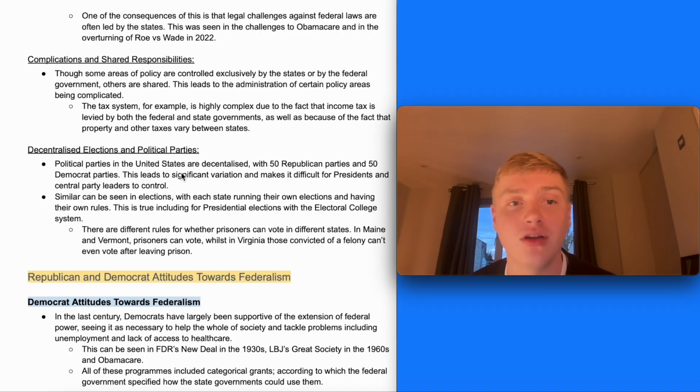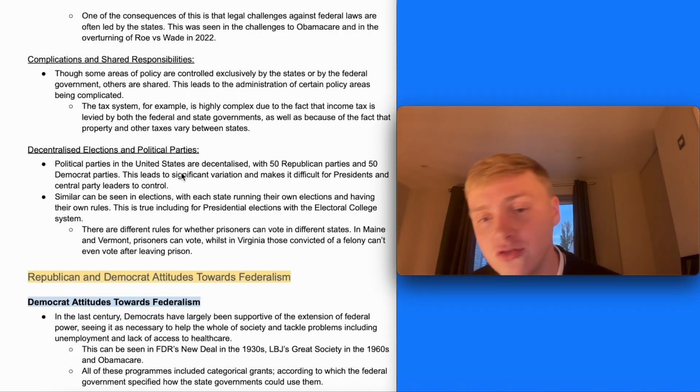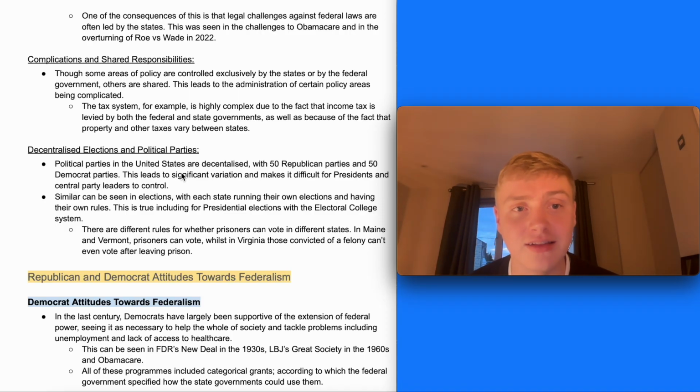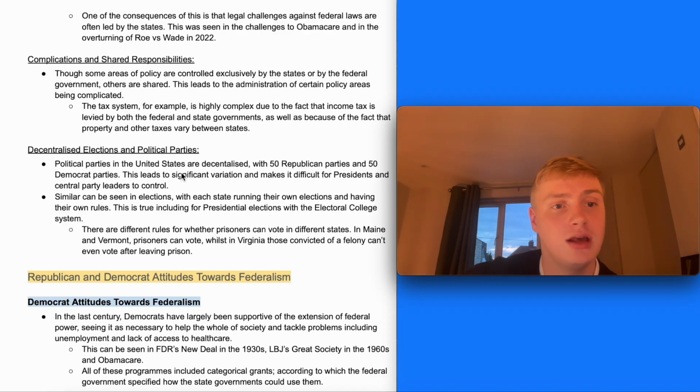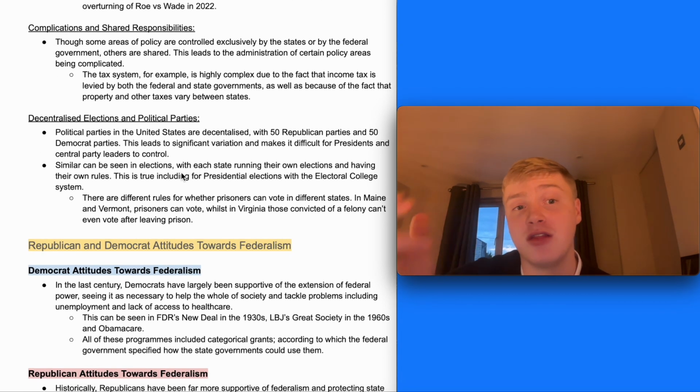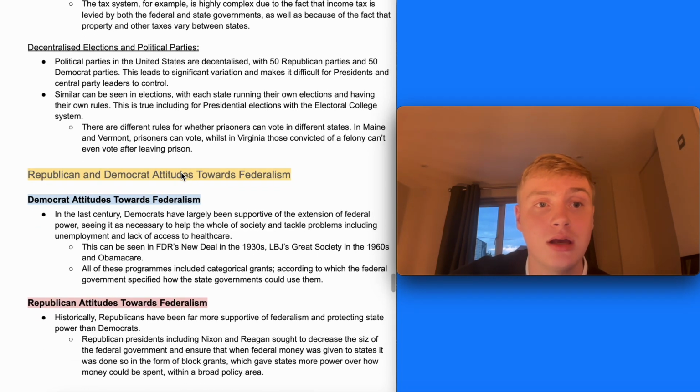There's also significant complications in shared responsibility. Though some areas of policy are controlled exclusively by the states or by federal government, others are shared, and this leads to the administration of certain policies, such as policing and education, now education after Bush's reforms in particular, being complicated. So the tax system, for example, is highly complex due to the fact that income tax is levied by both federal and state governments, as well as property and other taxes varying between the states.